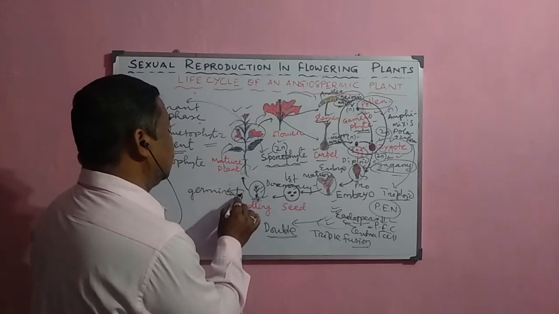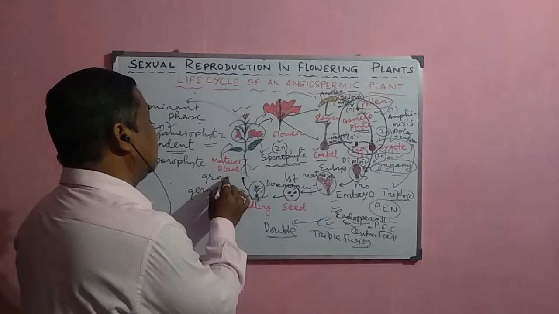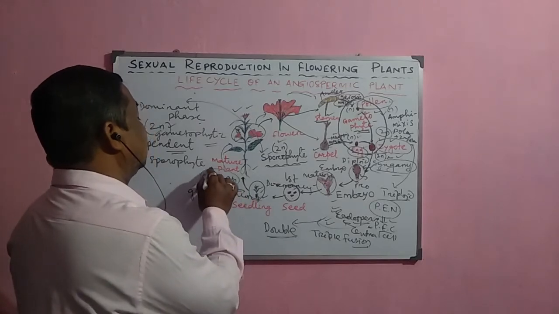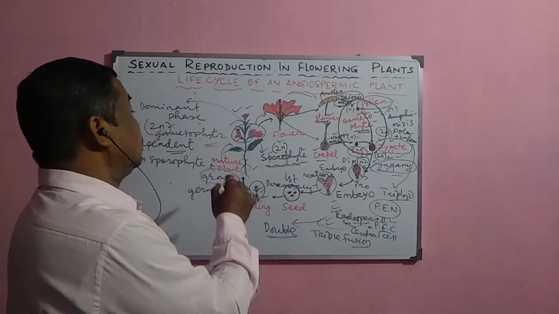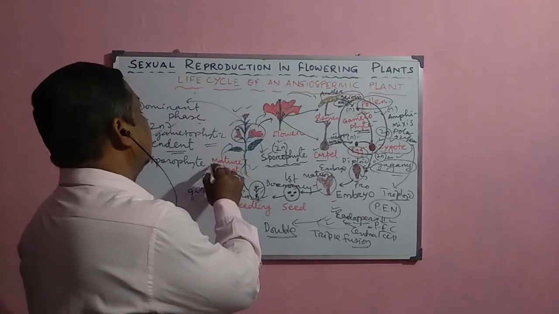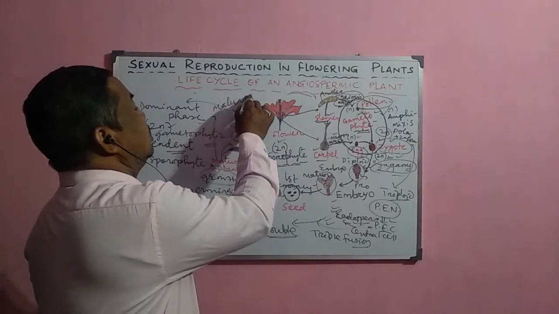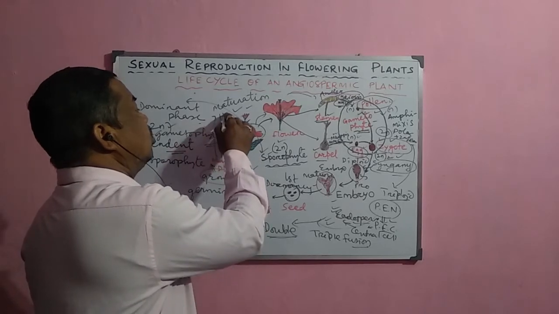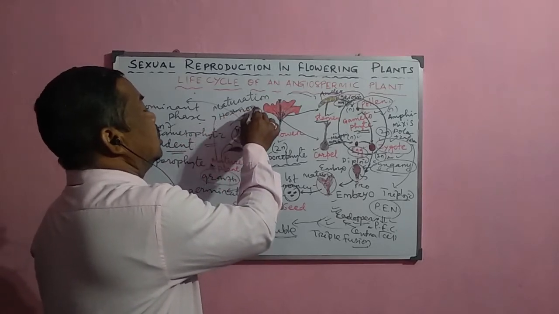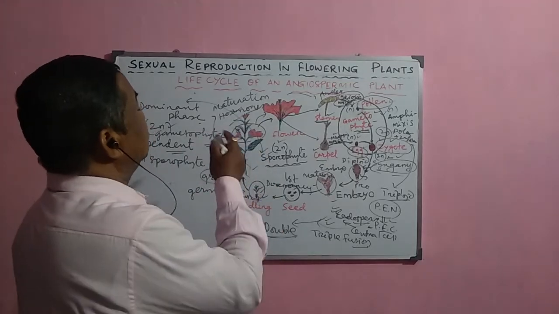After germination, the growth of the plant occurs, and the first phase is the juvenile phase, that is the growth phase. After the completion of the growth, that is called the maturation phase. And during this maturation, flowering occurs, and certain hormones are normally responsible for the blooming of the flower in this plant.